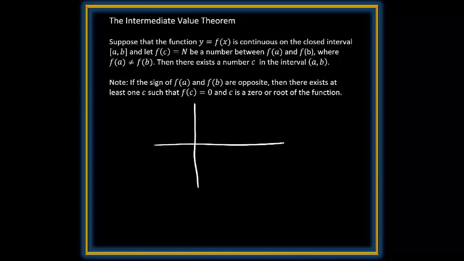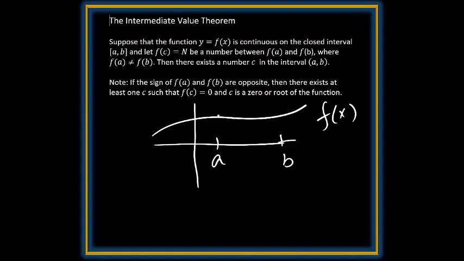Now let us see in the picture what we mean by all this. So let me say that I have my a here and b here, and I have a function like this. Say that this is my function f of x. So now this length here, we call it f(a), and this length here we call it f(b). Now look at that function, it is a continuous function. So you can find some c here, and this length will be f(c), and we call it N.